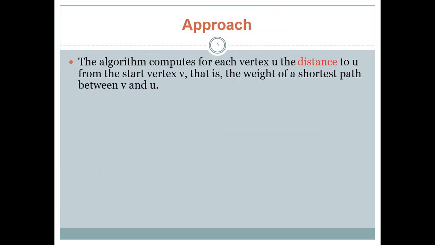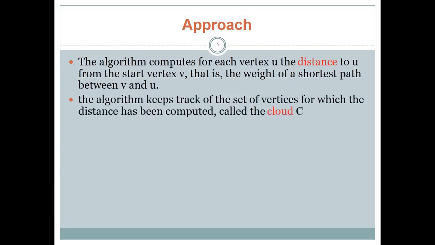Now let's see the approach of Dijkstra's algorithm. The algorithm computes for each vertex u the distance to u from the start vertex v. Here we will denote our distance with du. Here our starting vertex is v and our other vertex is u. That is the weight of the shortest path between v and u. So the algorithm keeps track of the set of vertices for which the distance has been computed, called the cloud C. Here we will use a set and save all the minimum distances into our cloud C.